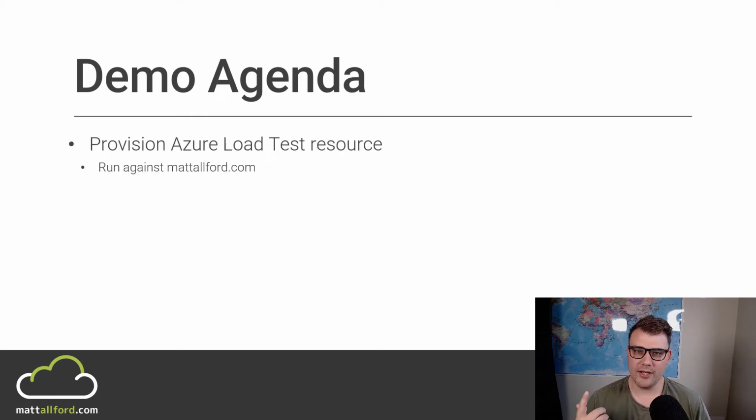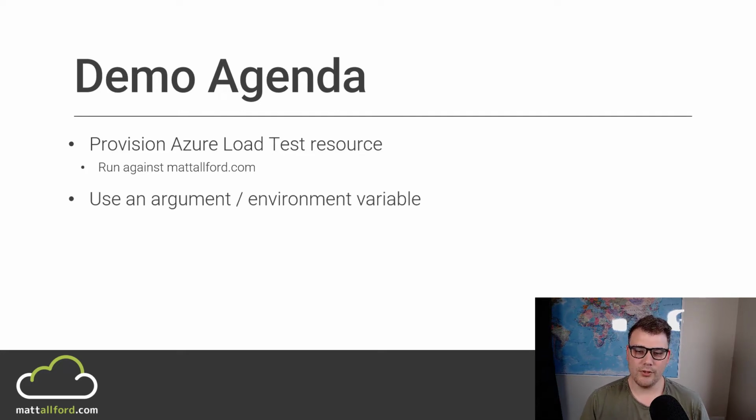So first of all, we're going to just use the portal to go and provision an Azure Load Test resource. So we'll spin it up inside the portal, and I'll show you some of the things as we're setting it up. And then we'll set up a test that will use a JMeter script, just a very basic one that's just doing a GET request. And I'll run that against my own site, which is a blog, mattalford.com.